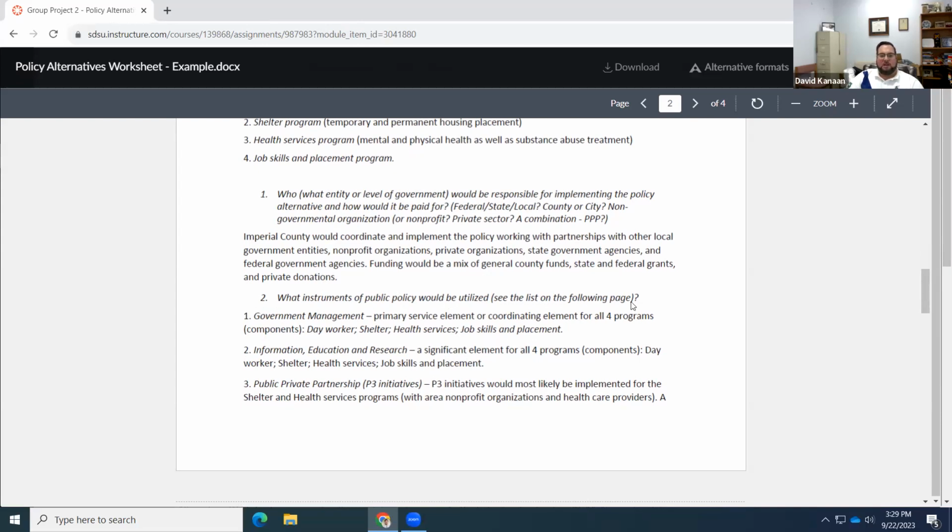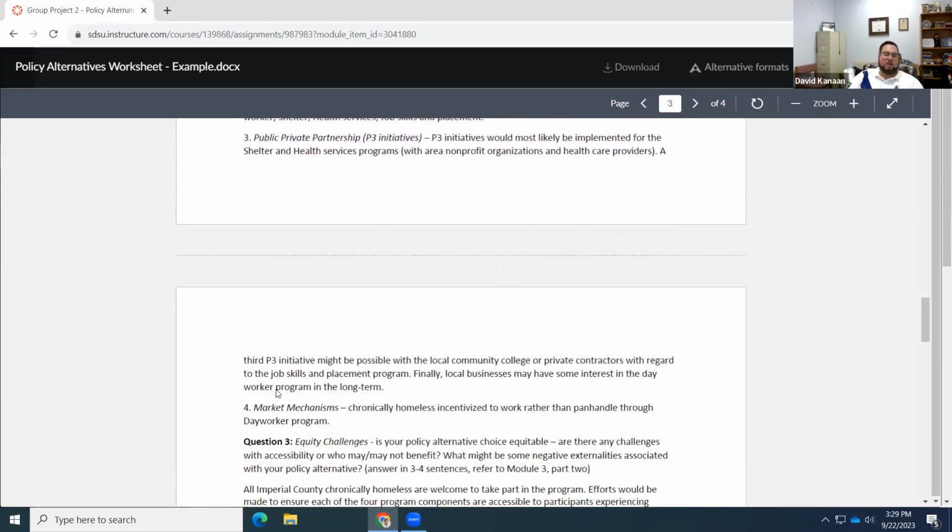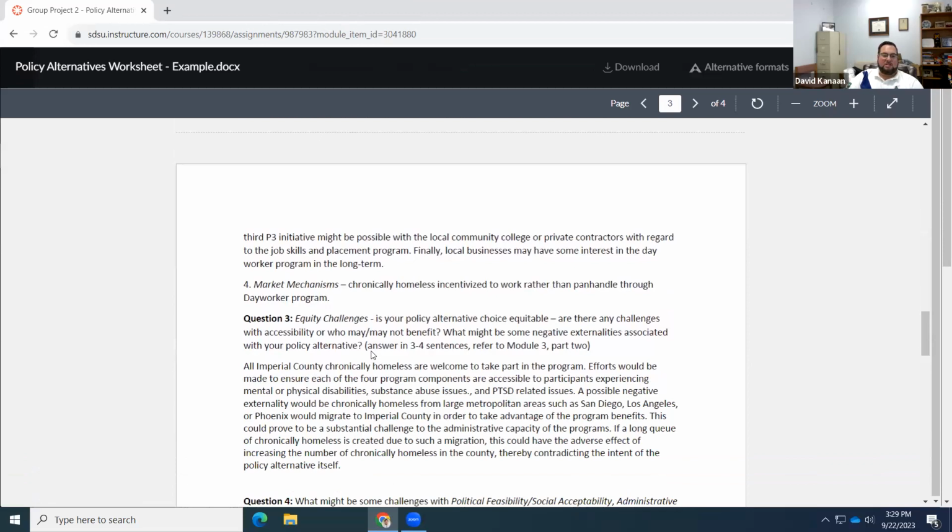What instruments of public policy would be utilized? And again, we had already mentioned that in the earlier example, and we see government management, information, education, research, public-private partnership, market mechanisms. You can add subsidies as well, which is a market mechanism.